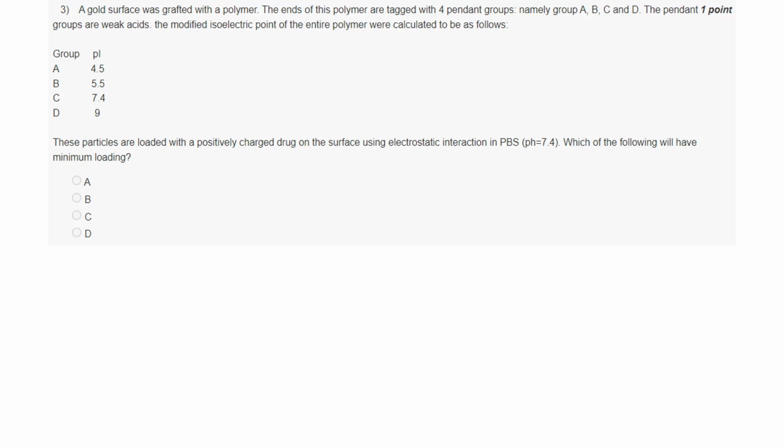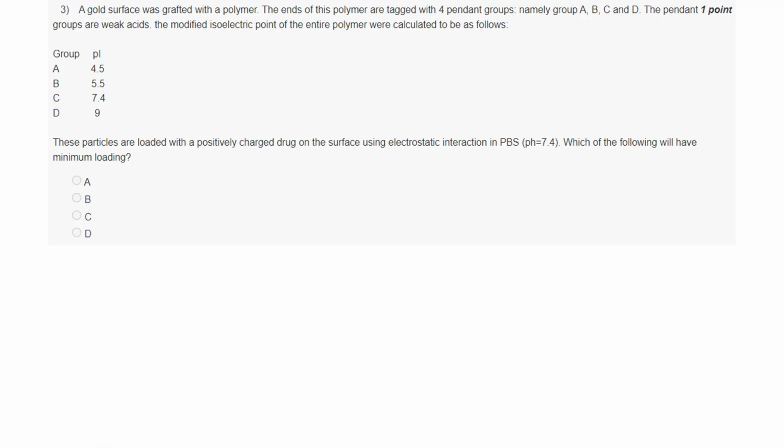Yes. Okay. So we have this polymer with 4 pendant groups, A, B, C, D, and they have given us the isoelectric point for these 4 pendant groups. And the question is, these particles are loaded with a positively charged drug on the surface using electrostatic interaction in PBS, which has a pH of 7.4. And we have to give the answer for which pendant group will have the minimum possible loading.